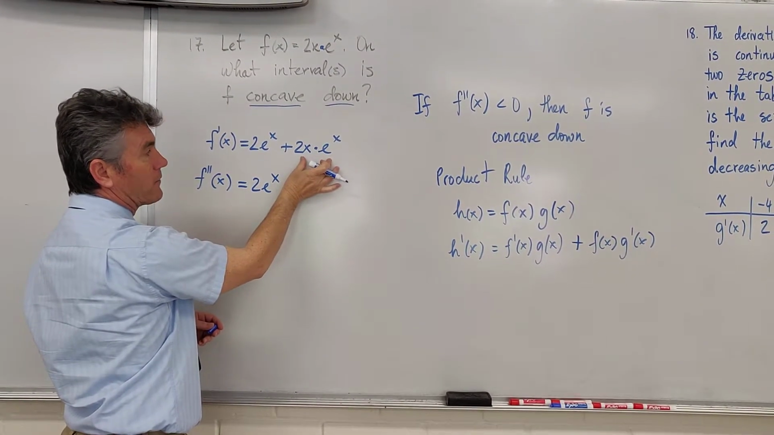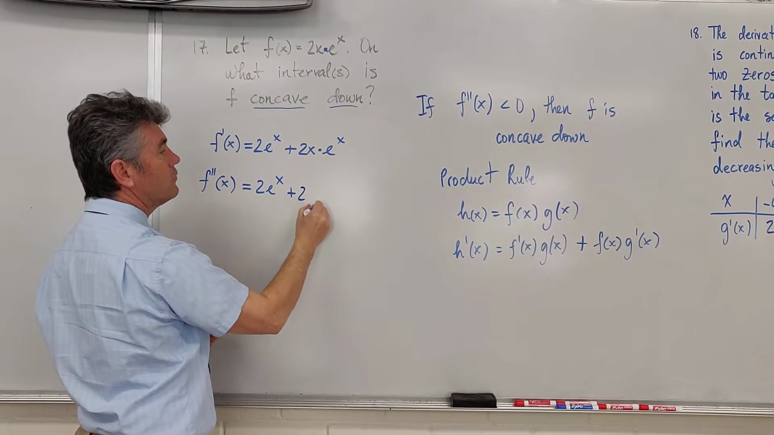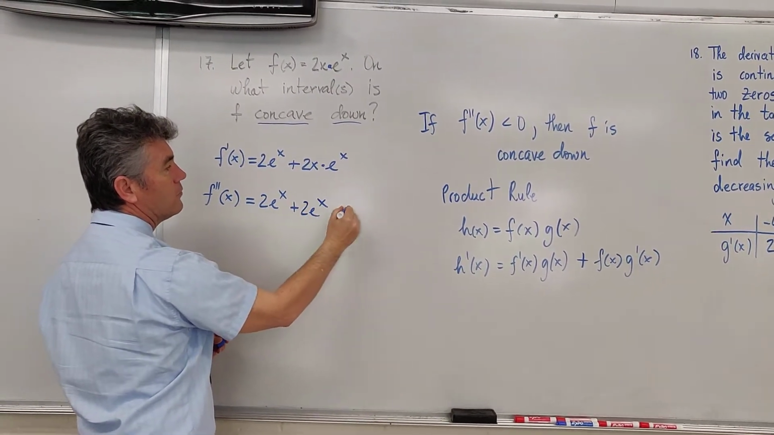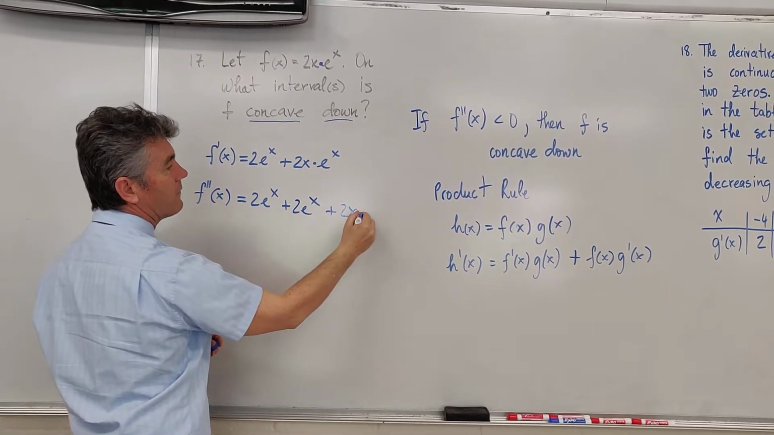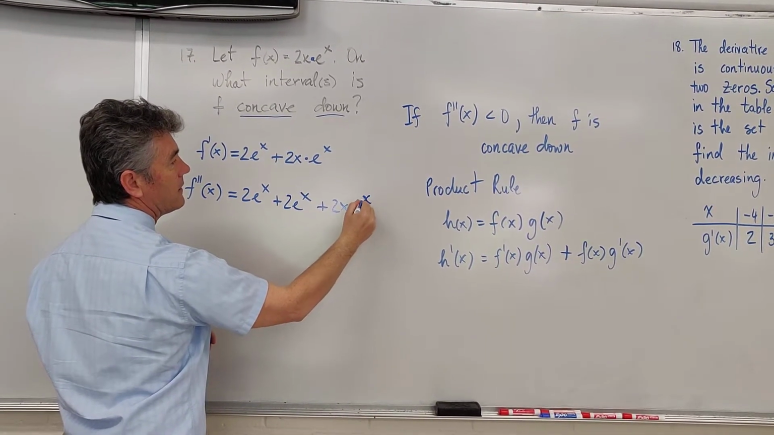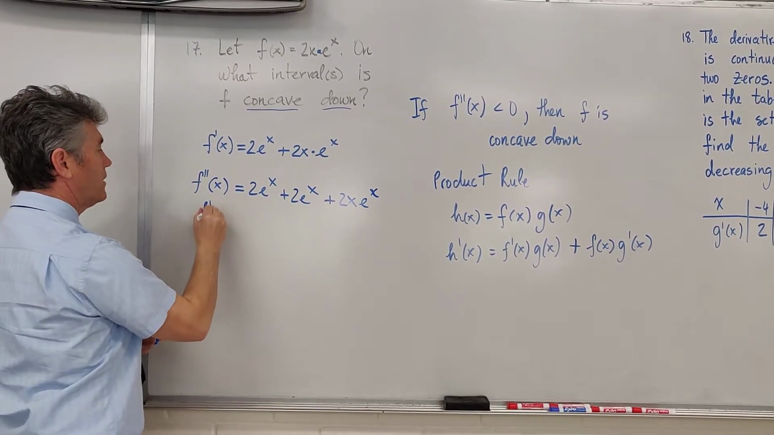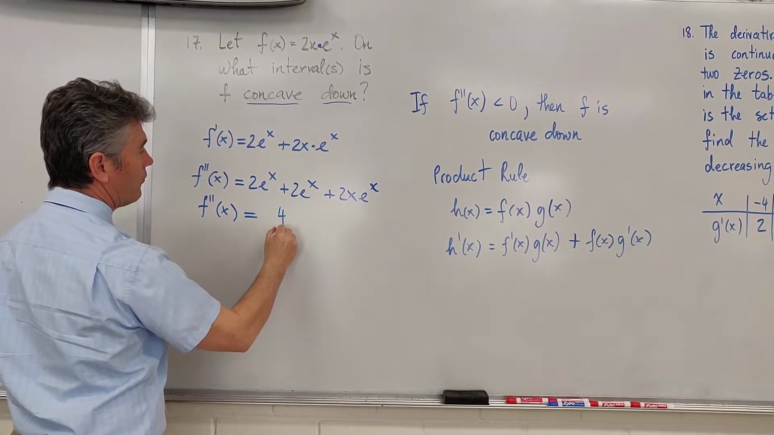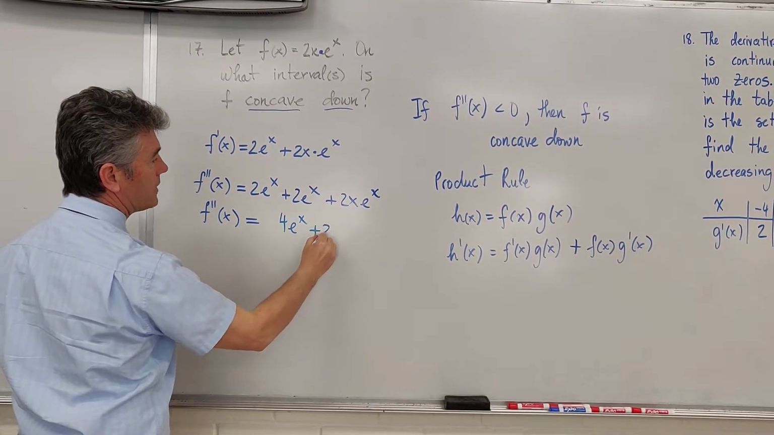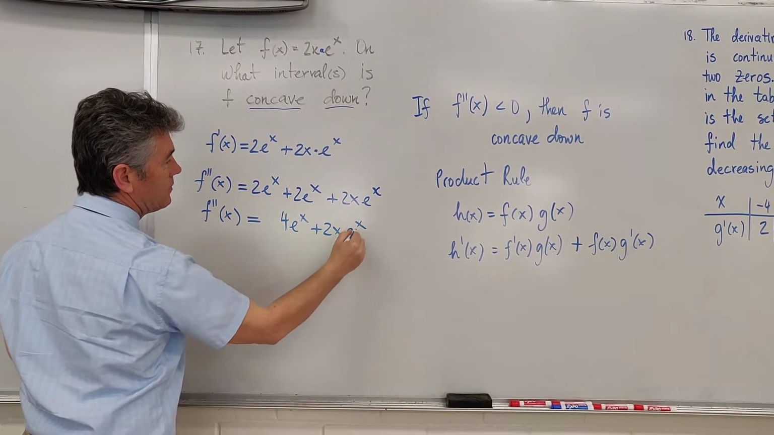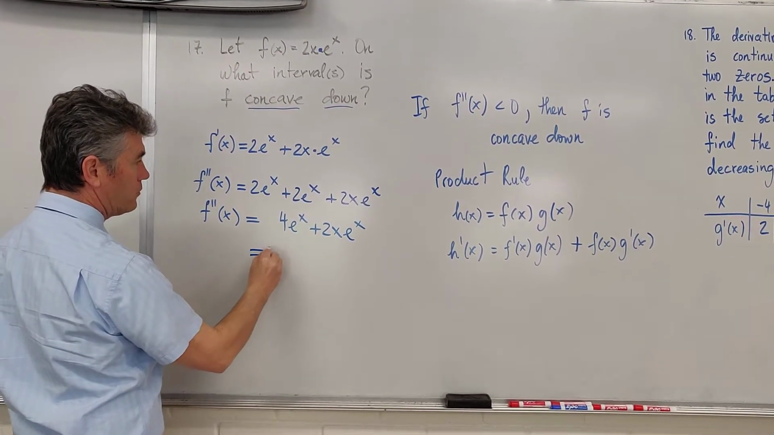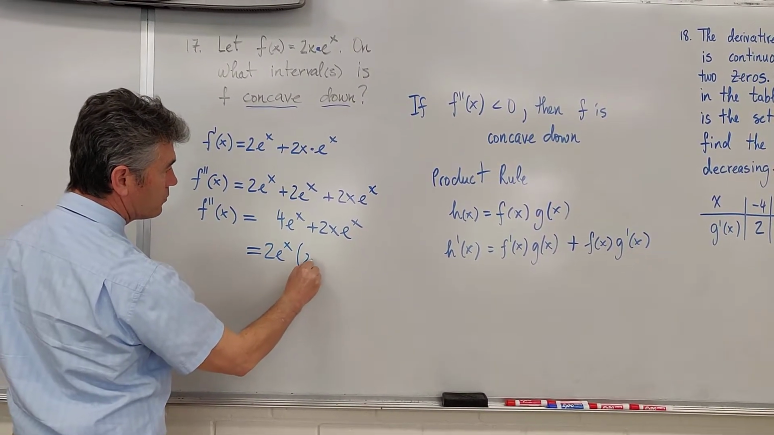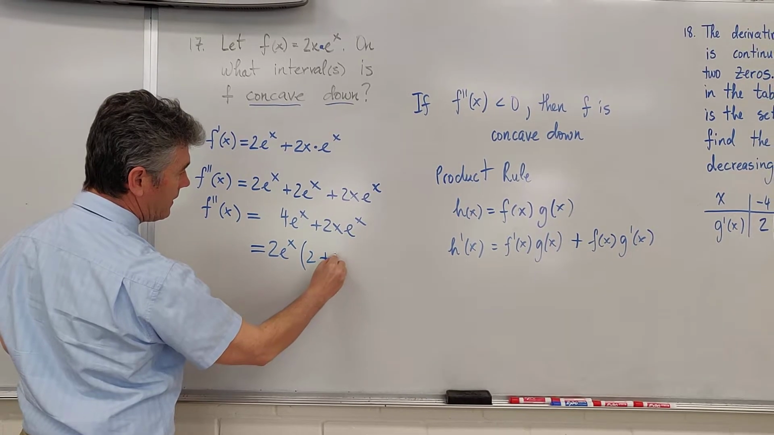again we need to use the product rule, so the derivative of 2x is 2, so 2e to the x, plus 2x times the derivative of e to the x, so 2x e to the x. So f double prime of x is equal to 4e to the x plus 2x e to the x. We can factor 2e to the x, so 2e to the x times (2 plus x).